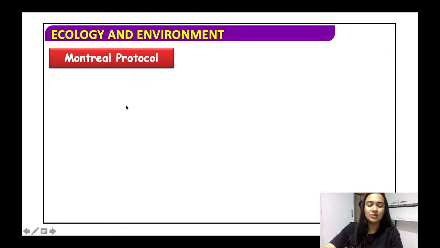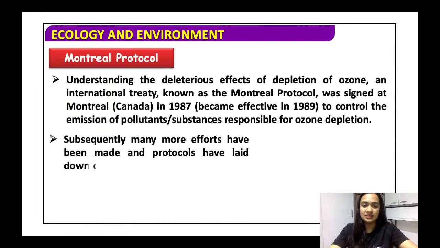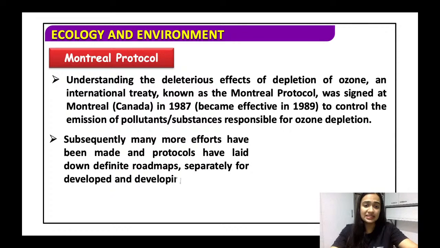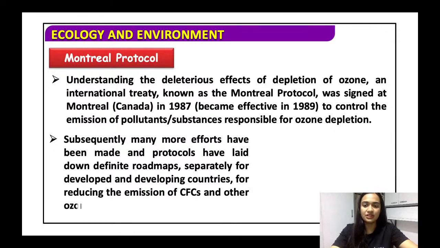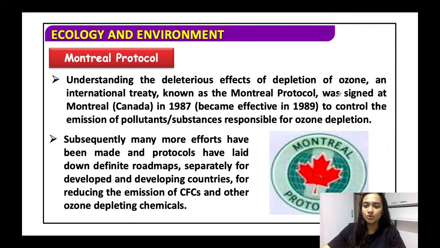Fine. Now, coming to the last topic, that is your Montreal Protocol. What is it? So understanding the deleterious effects, the harmful effects of depletion of ozone, an international treaty called the Montreal Protocol was signed. Okay? And where it was signed, it is Montreal, that is in Canada. It was done in 1987 and it became effective in 1989, 2 years after the protocol. What it was basically to control the emission of pollutant substances that are responsible for ozone depletion.